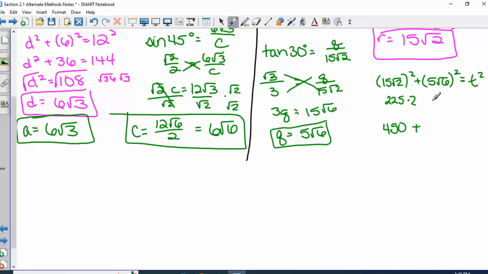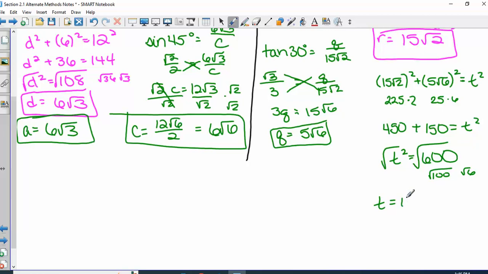Okay, 5 radical 6 squared. So 5 squared is 25. Square root of 6 squared is 6. So 25 times 6. We get T squared equals 600. What would you break that into? So T is 10 radical 6.